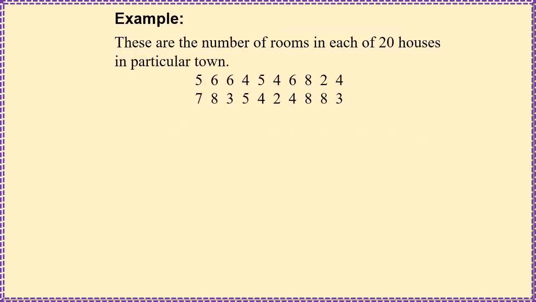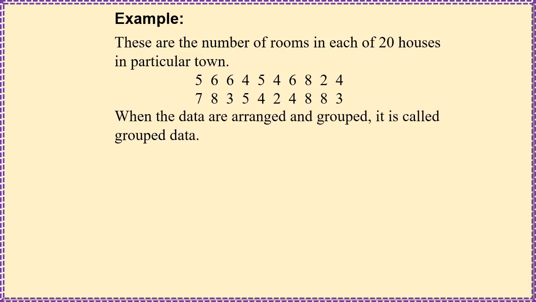These are the number of rooms in each of 20 houses in a particular town. Okay, so this is raw data. Why? Because we just have the data observation and it has not been organized yet. When the data are arranged and grouped, it is called grouped data. We can also group this into certain intervals.